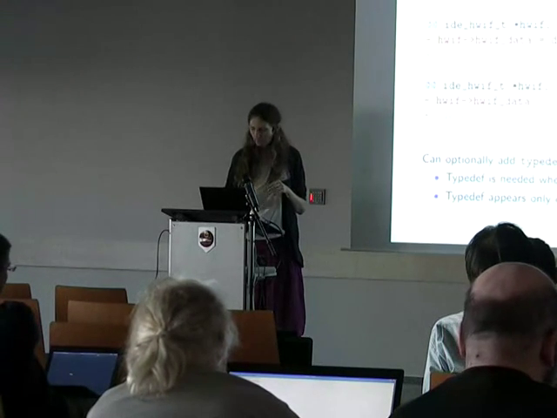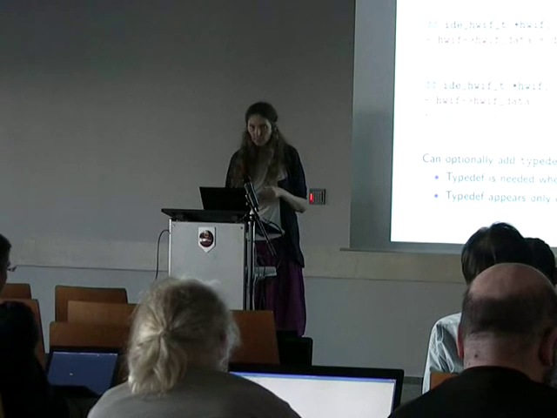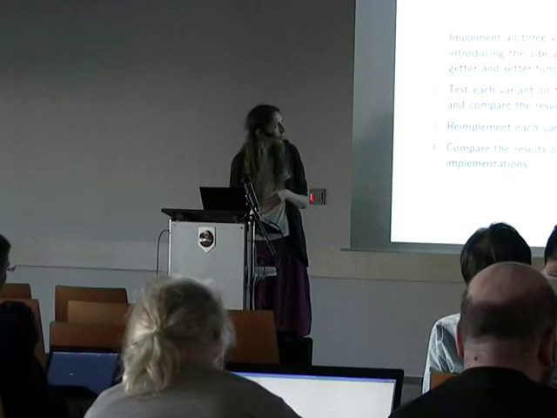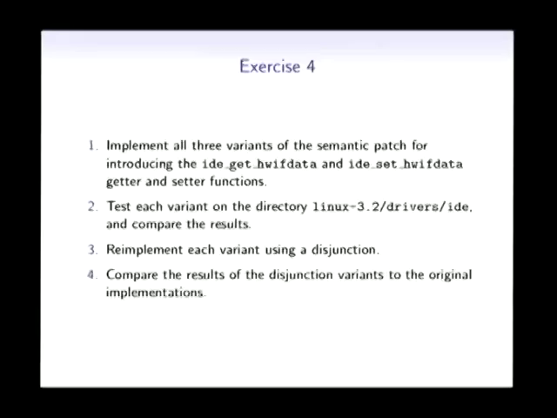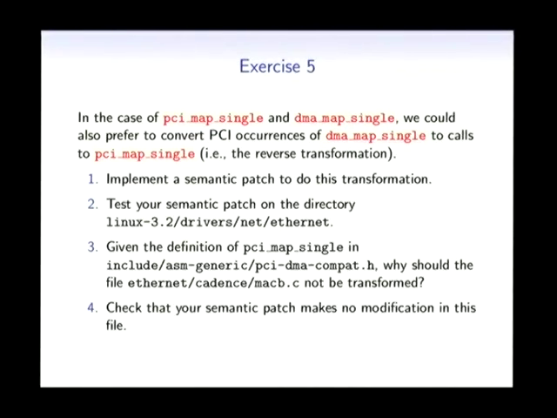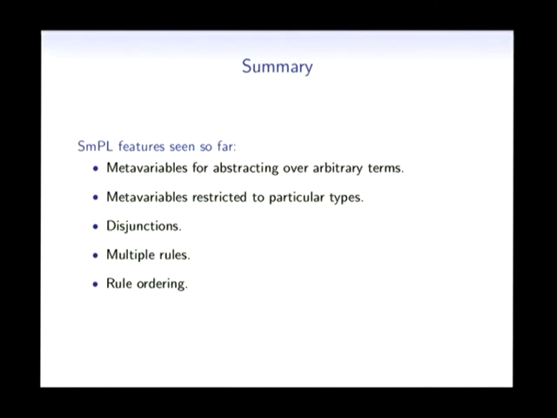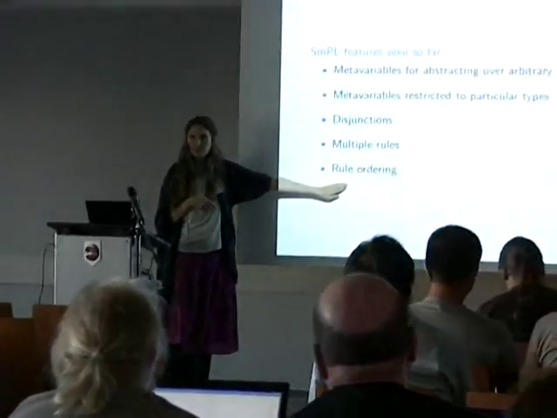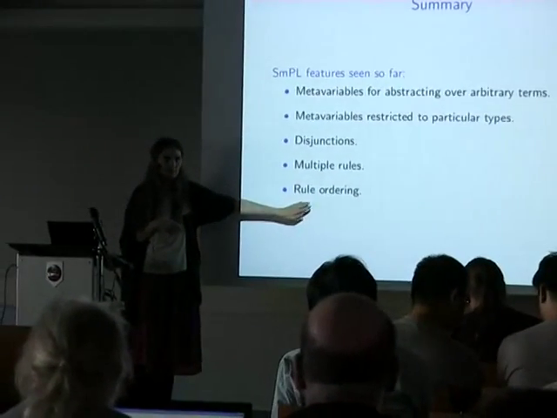Any more questions? Okay, so I'm going to skip exercise 4. Exercise 5, you can look at on your own. Basically, what we've seen so far is metavariables for abstracting over terms, metavariables that are restricted to particular types. We saw disjunctions, we saw multiple rules, and the importance of ordering the rules in the right way, sometimes anyway.